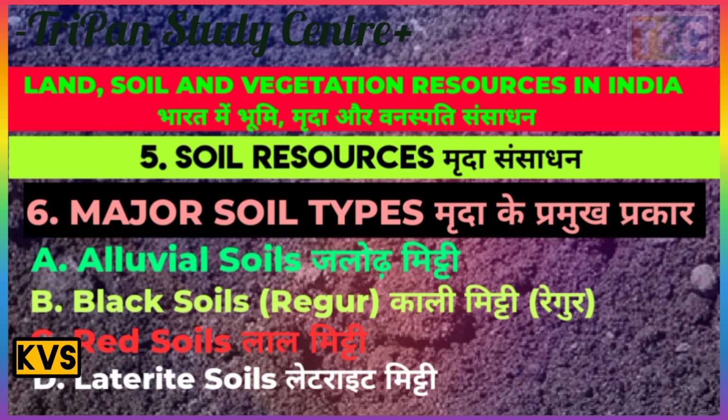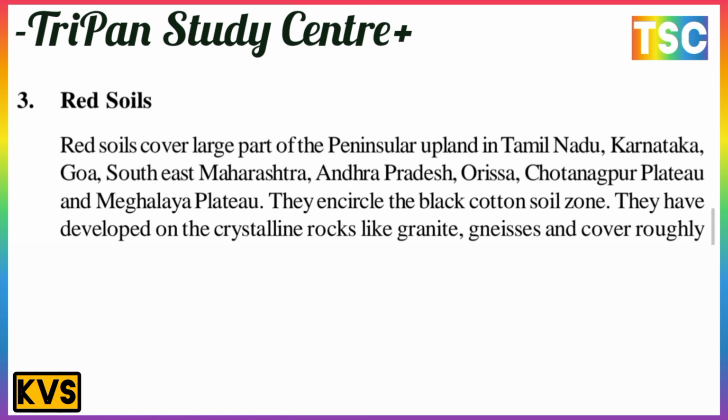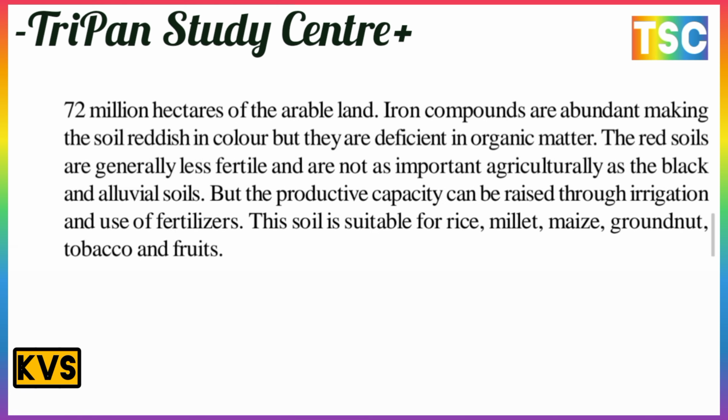Red soil covers a large part of the peninsular upland too, in Tamil Nadu, Karnataka, Goa, Southeast Maharashtra, Andhra Pradesh, Orissa, Chota Nagpur and the Meghalaya Plateaus. They have developed on crystalline rocks like granite and gneiss, and cover roughly 72 million hectares of arable land.